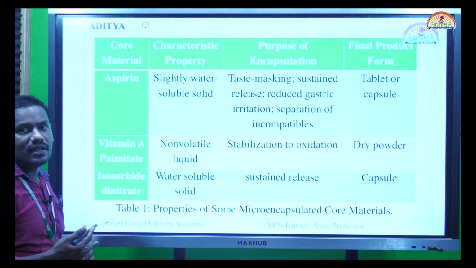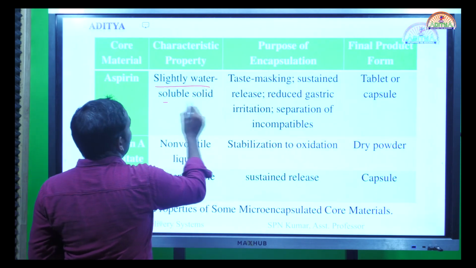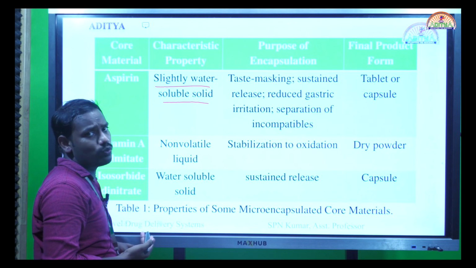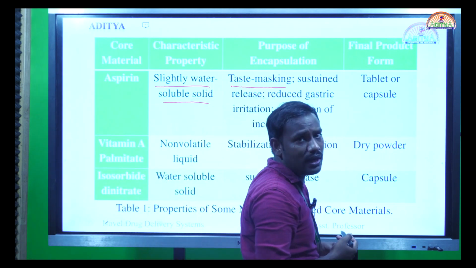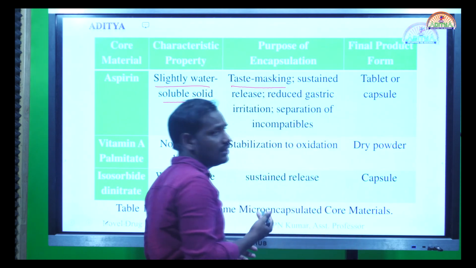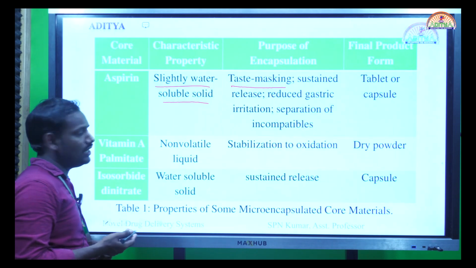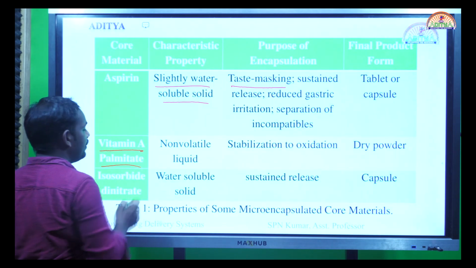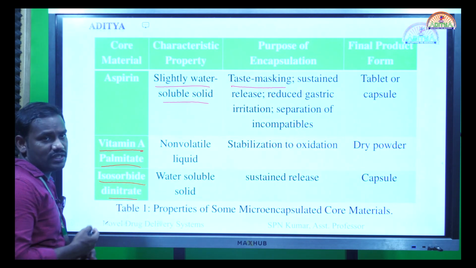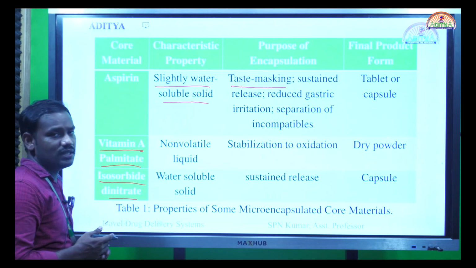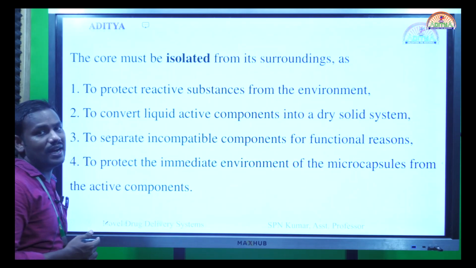These are some marketed examples of microencapsulation. Suppose you take aspirin, it is a slightly water soluble solid, so we can enhance its water solubility or mask its taste by using microencapsulation. We can coat it with a suitable coating material such that we can mask the taste and increase the solubility. There is also vitamin A palmitate, which is given as microcapsules, and isosorbide dinitrate, which is an anti-anginal agent which will increase vasodilation such that we can relieve the pain of myocardial infarction.